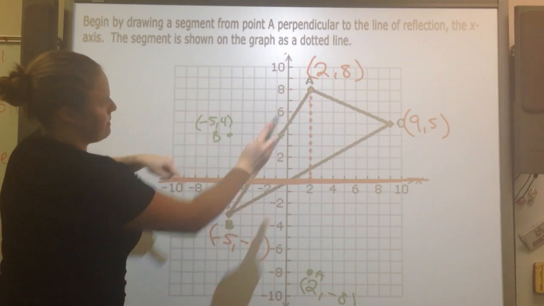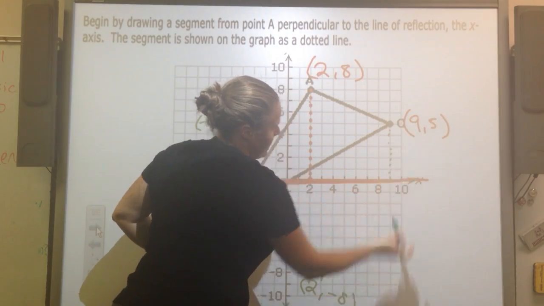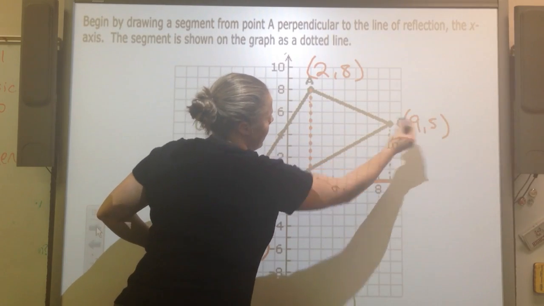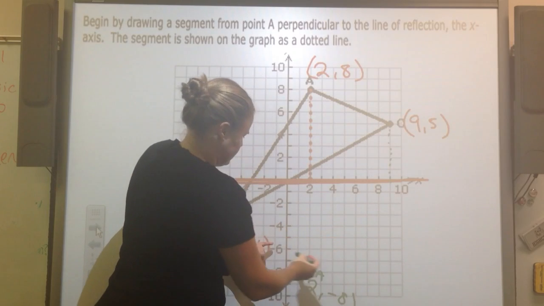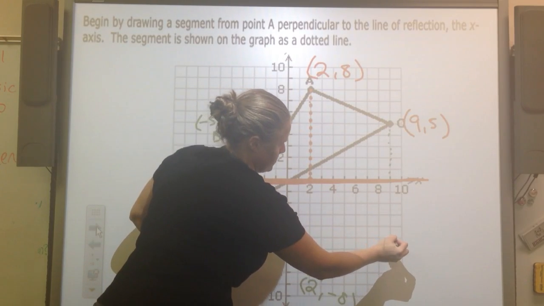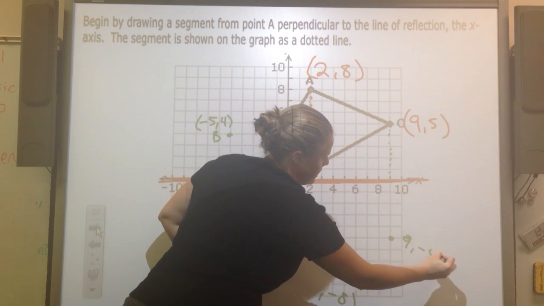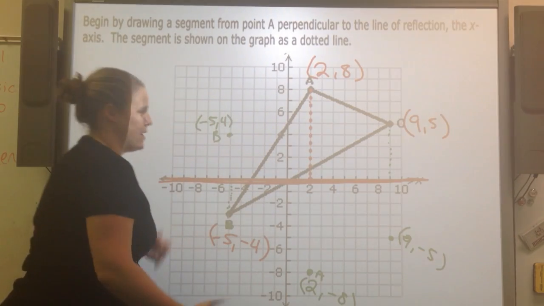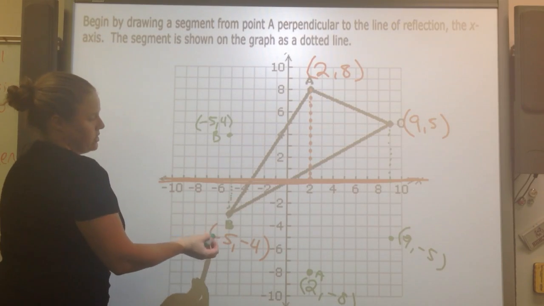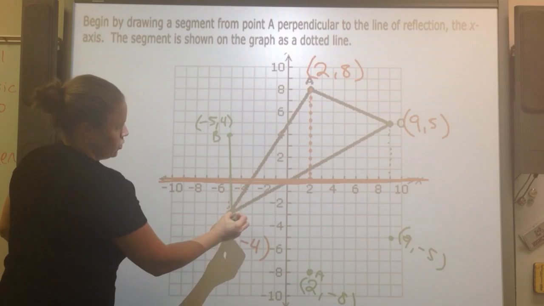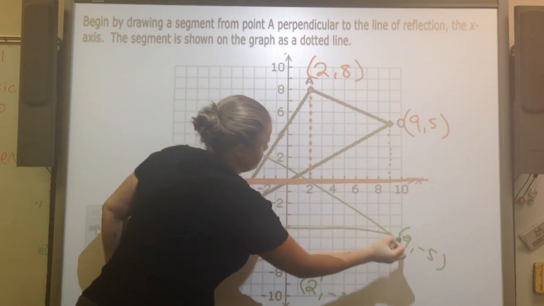And then finally, my C also reflects. How far is it to the x-axis? Well, it is 5 spaces away from the x-axis, so I go down 5 spaces. So it's 9, -5. Now I use a ruler, straight edge, something. I don't have one with me, but you're going to do that to connect your dots.